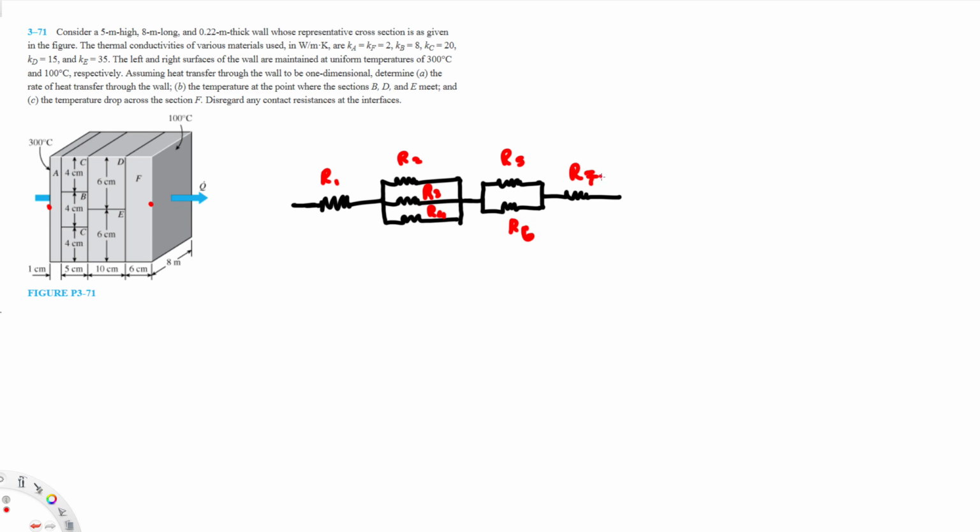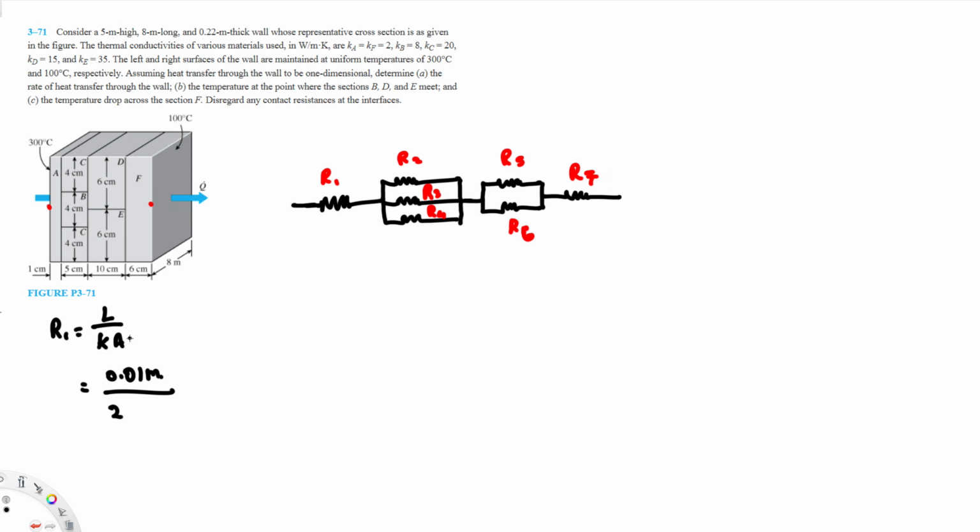Now let's calculate everything individually. All of them are going to be conduction, so we have to use the conduction equation. R1 is going to be equal to L over KA, right? L is thickness. For the first one, thickness is 1 centimeter, that is the same as 0.01 meter, divided by thermal conductivity K. K is given as 2.